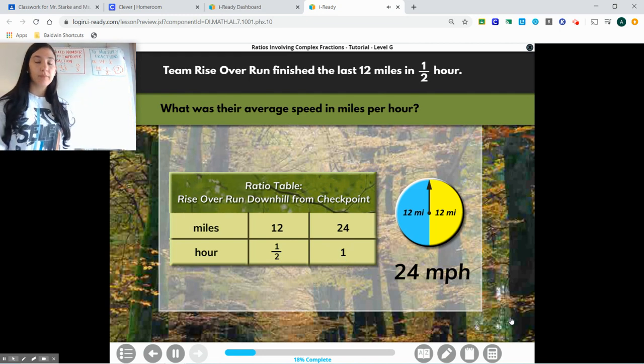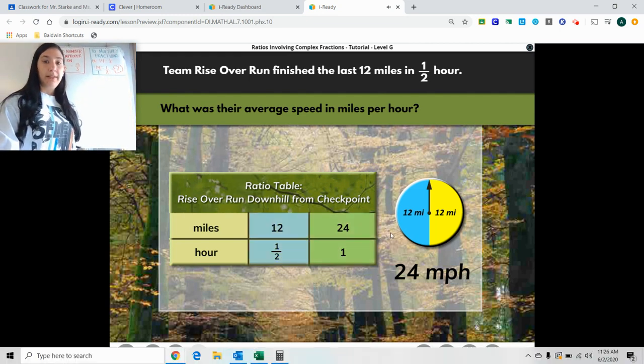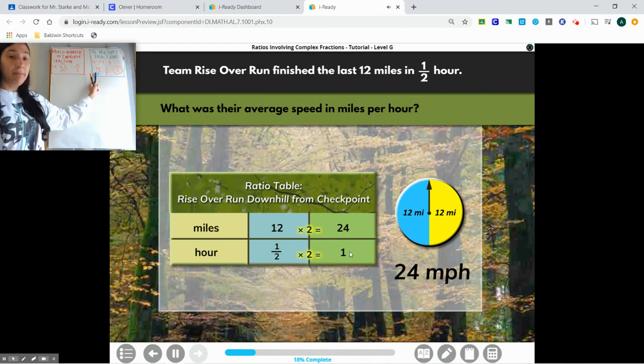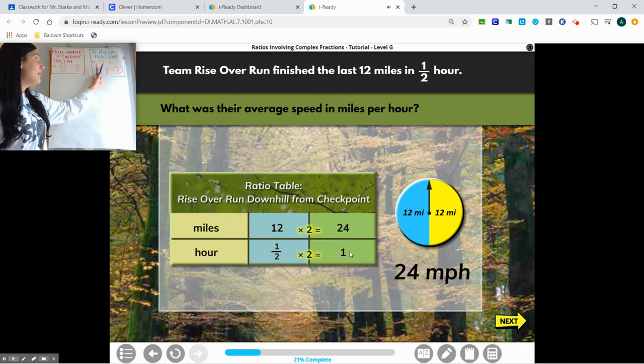And look at the relationship between these two columns. Yes, we multiplied the 1/2 hour by 2 to get 1 hour. Multiply the 12 miles by 2 as well. That way, when we multiply our ratios, we can keep fractions. Remember, we're going to do this. So they had 1/2 times 2. Here I did 14 times 1/2.